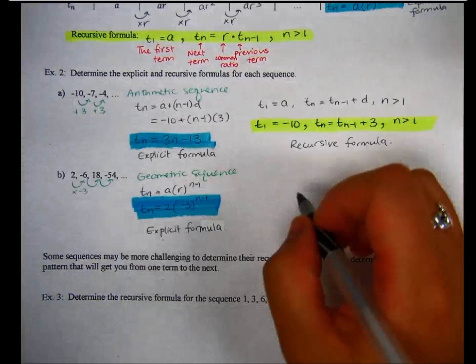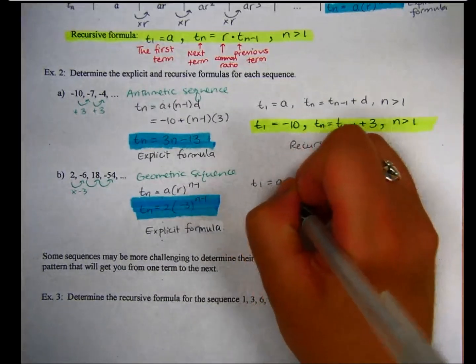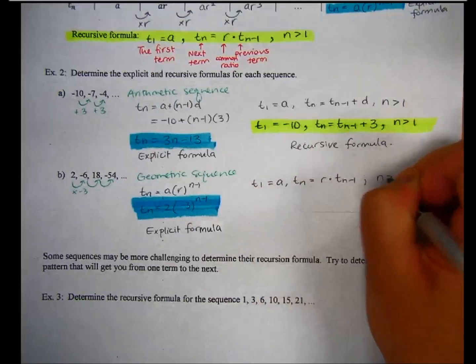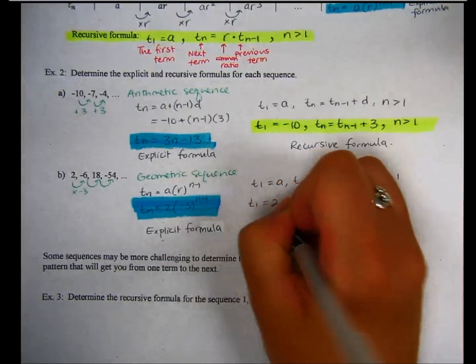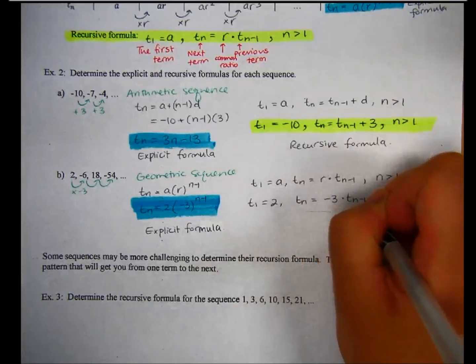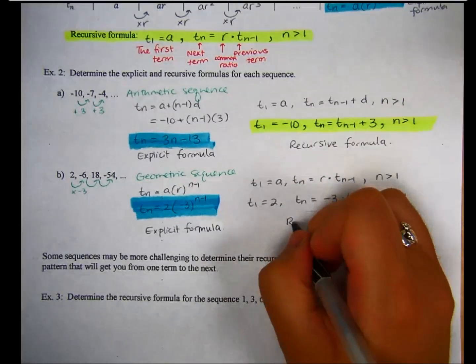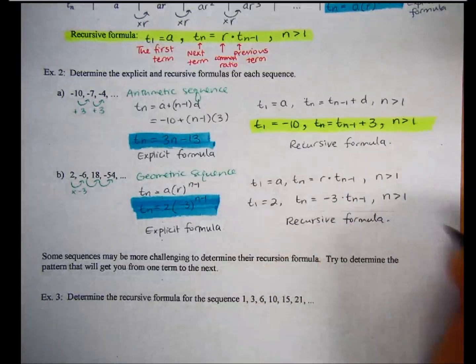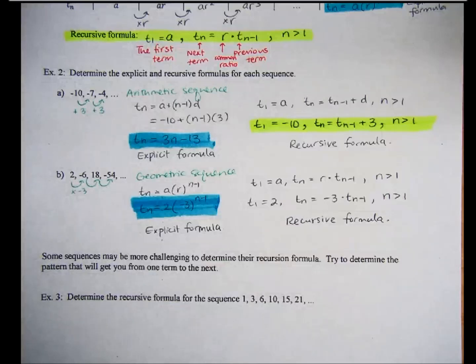For the recursive formula, I know it's T1 equals a, Tn equals r times Tn minus 1, n is greater than 1. So T1 equals 2. The next term is equal to negative 3 times the previous term, n greater than 1. And that's the recursive formula. We'll go over some more examples in the next video.